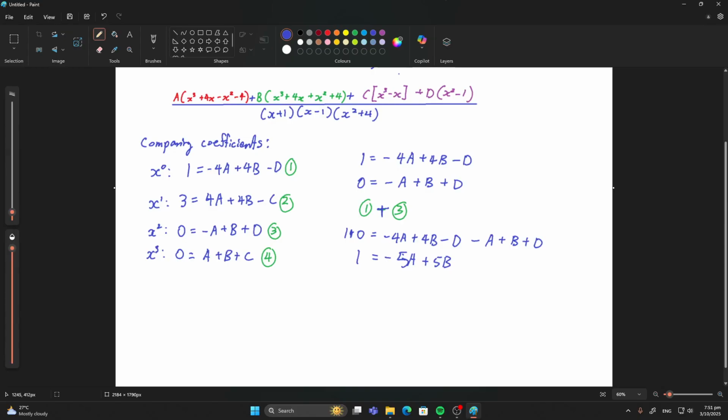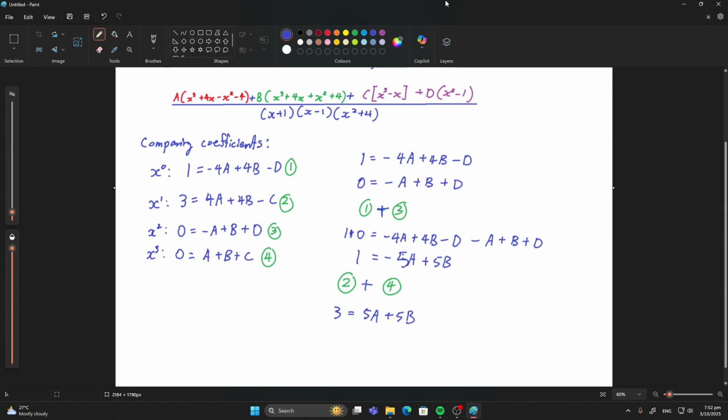And then time to look at my other two equations, which is 2 and 4. Same thing, the c, one of them is minus, one of them is plus, so I can just go ahead and get rid of the c. So in this case, I have 3 equals to 5a plus 5b.